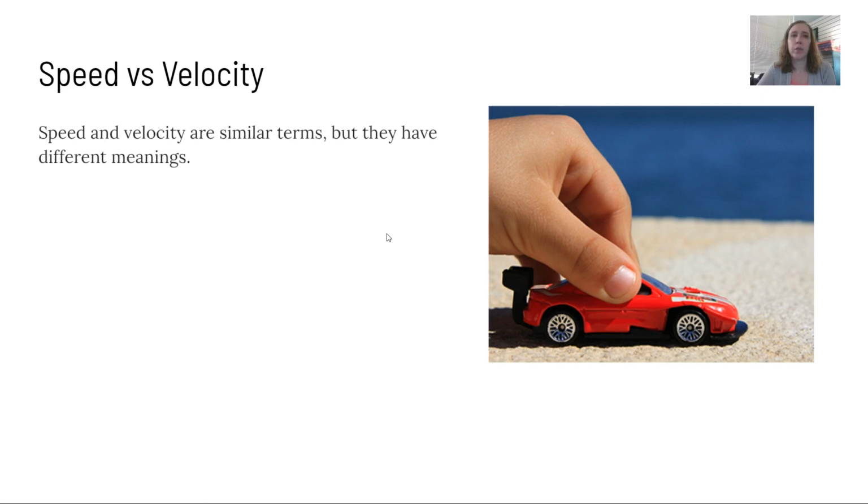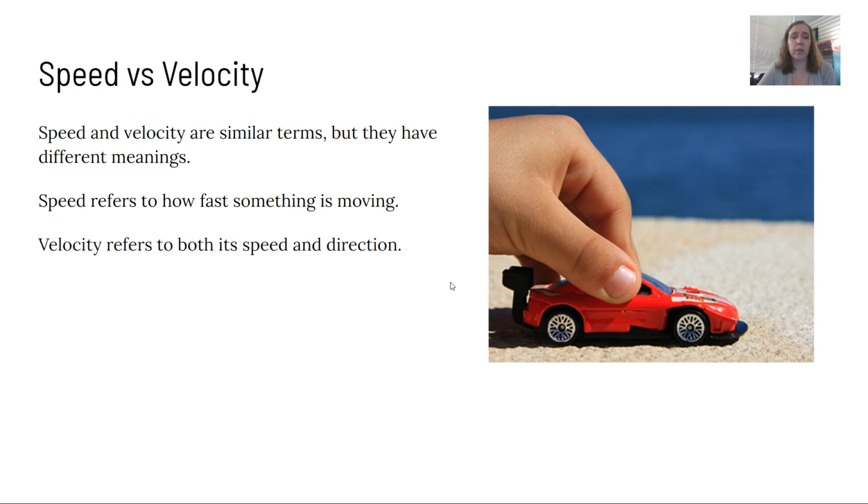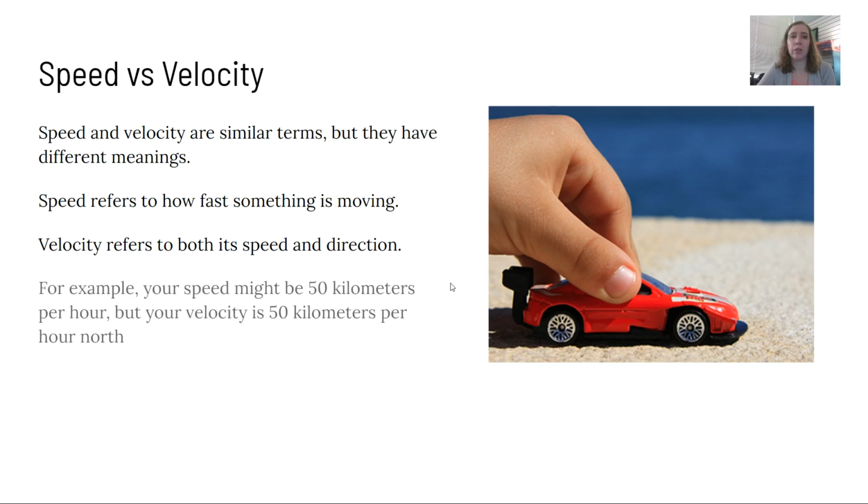Okay, speed versus velocity. These are similar terms, but they have different meanings. Speed refers to how fast something is moving. Velocity refers to both its speed and direction. For example, your speed might be 50 kilometers per hour, but your velocity is 50 kilometers per hour north.